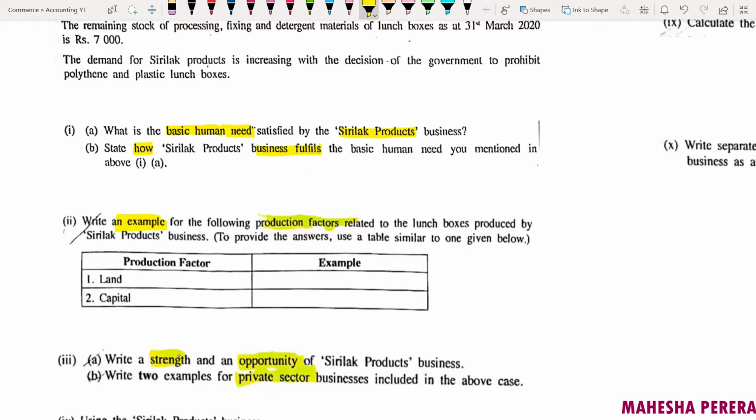Then write an example for each of the following production factors, that means factors of production, related to lunch boxes produced by Cyrillac products. To provide the answers, use a table similar to the one given below. Next, write a strength and an opportunity of Cyrillac products. Then write 2 examples for private sector businesses in the above case.